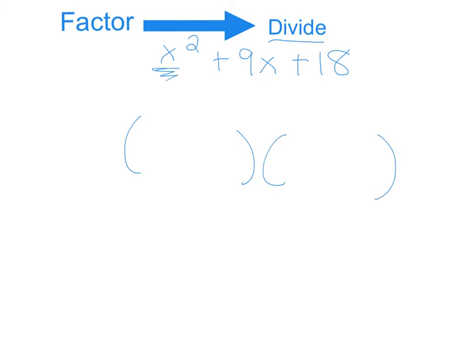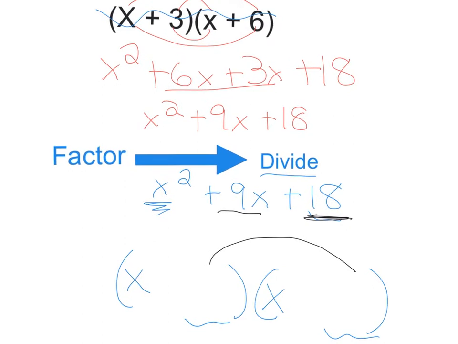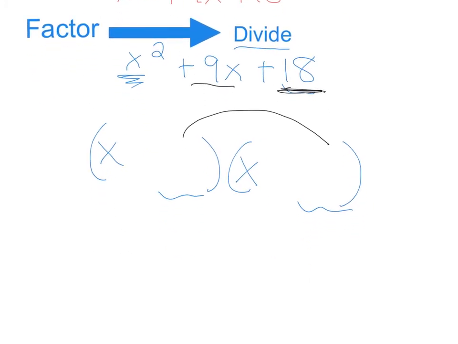Let's see, if we have x squared, how did we get x squared? We had to do x times x in the FOIL. And then these second numbers, how did we get 18? Well, we had to multiply those two numbers to get 18, but then what about 9? If you remember, those two numbers added together gave you 9. So that is the idea of factoring: finding two numbers that when multiplied together give you the c value, but when added together give you the b value.